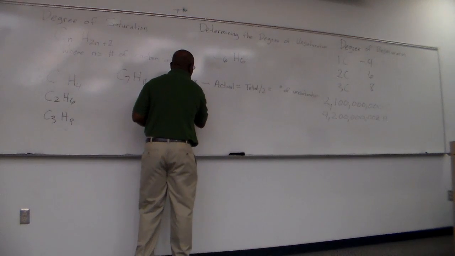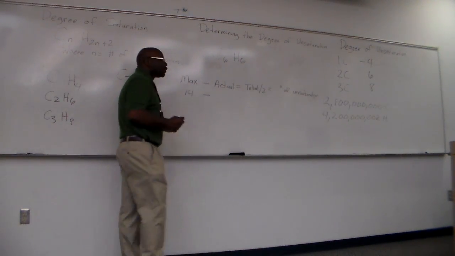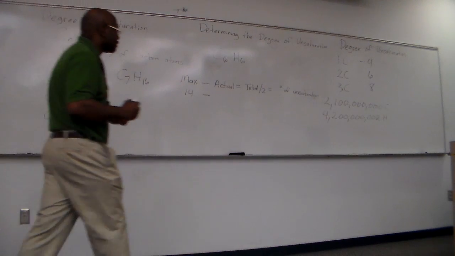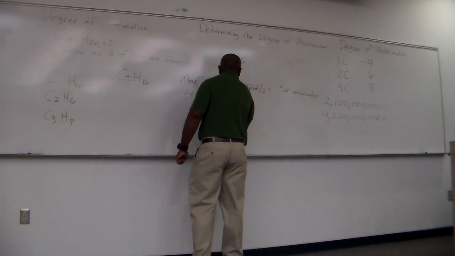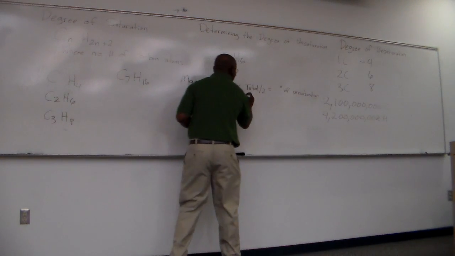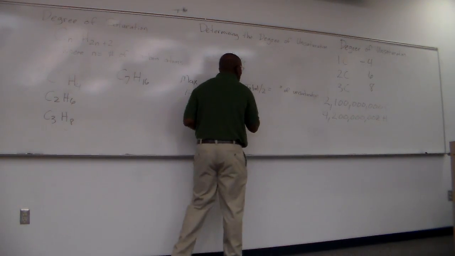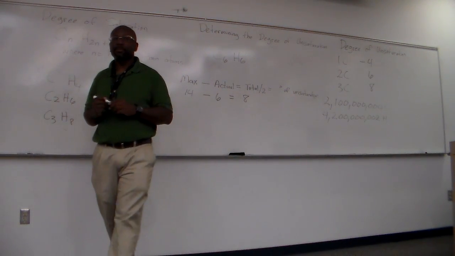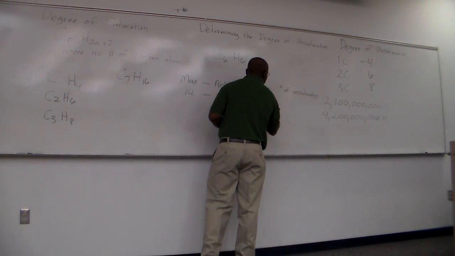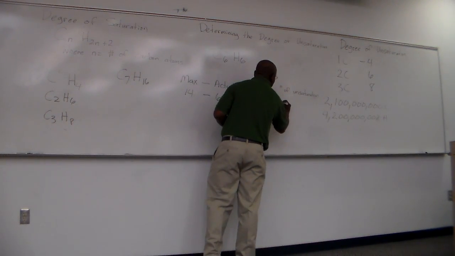14. Minus, what's the actual number of hydrogen atoms we have in our molecule? 6. 14 minus 6 gives us 8. 8's our total. What do we do with our total? Divided by 2. And that gives us 4 degrees of unsaturation.